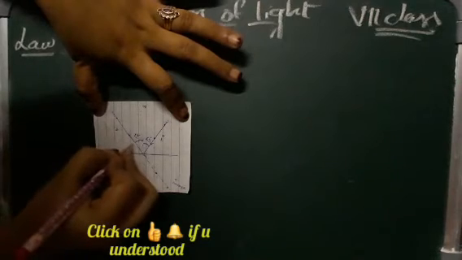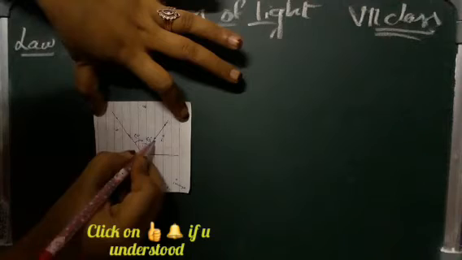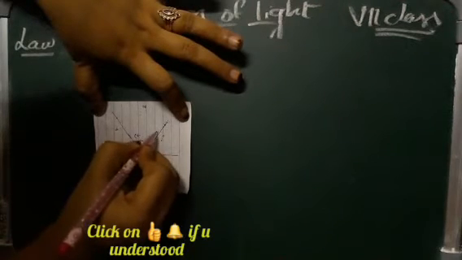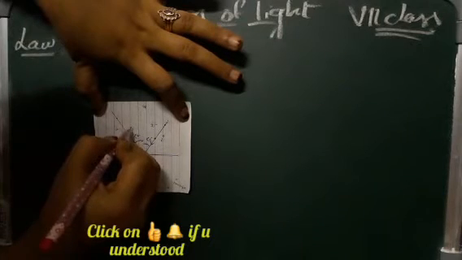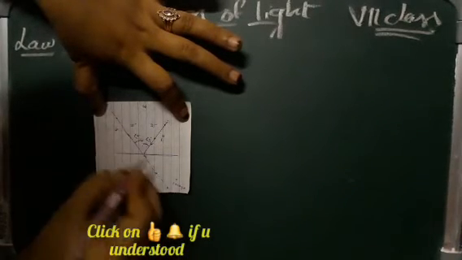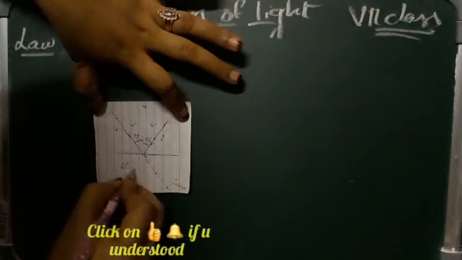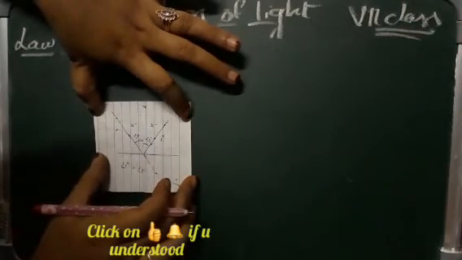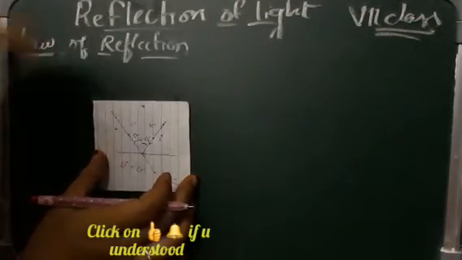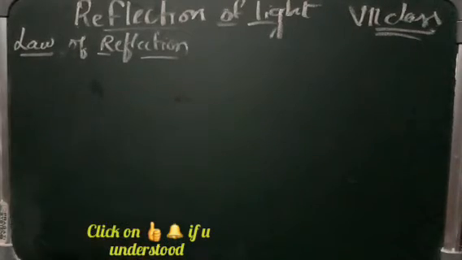If you keep a protractor here and measure, for example you get this angle as 35 degrees, the angle of reflection you will also get as 35 degrees. So now you can say that the angle of incidence is equal to the angle of reflection. This is the law of reflection. What does the first law of reflection say? The angle of incidence will be equal to the angle of reflection. So I hope this is understandable.